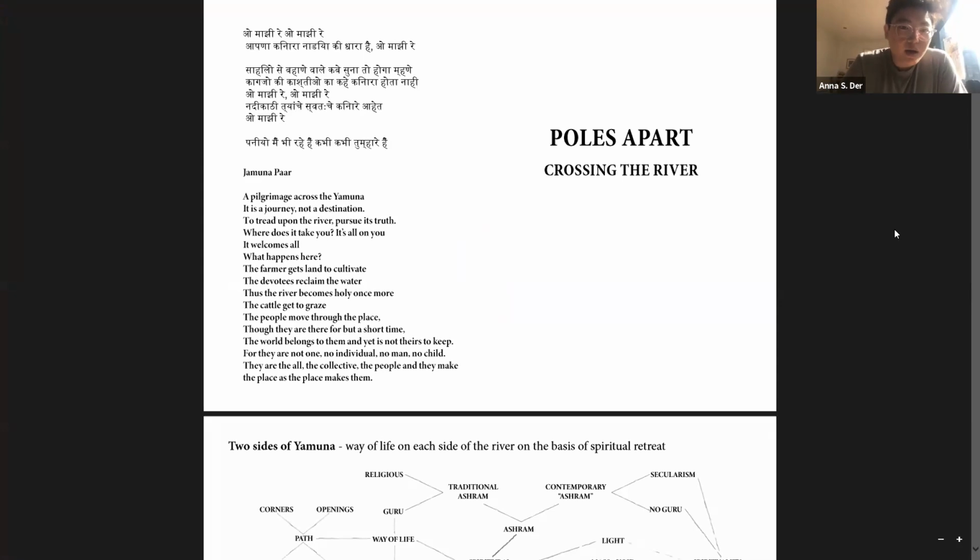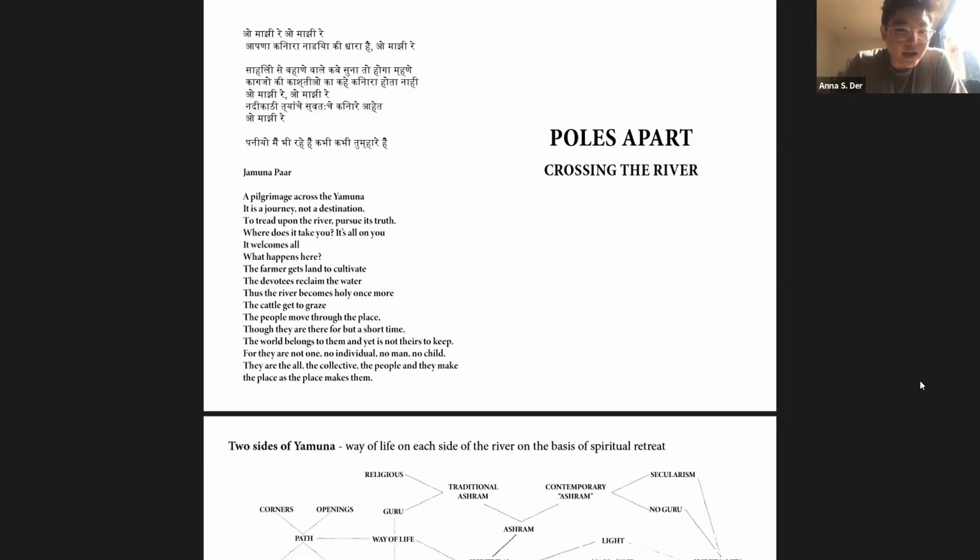Jumanapur, a pilgrimage across the Yamuna. It is a journey, not a destination. To tread upon the river, pursue its truth. Where does it take you? It's all on you. It welcomes all. What happens here? The farmer gets land to cultivate. The devotees reclaim the water. Thus the river becomes holy once more. The cattle get to graze. The people move through the place. Though they are there for but a short time, the world belongs to them, and yet it is not theirs to keep. For they are not one, no individual, no man, no child. They are the all, the collective, the people. And they make the place as the place makes them.